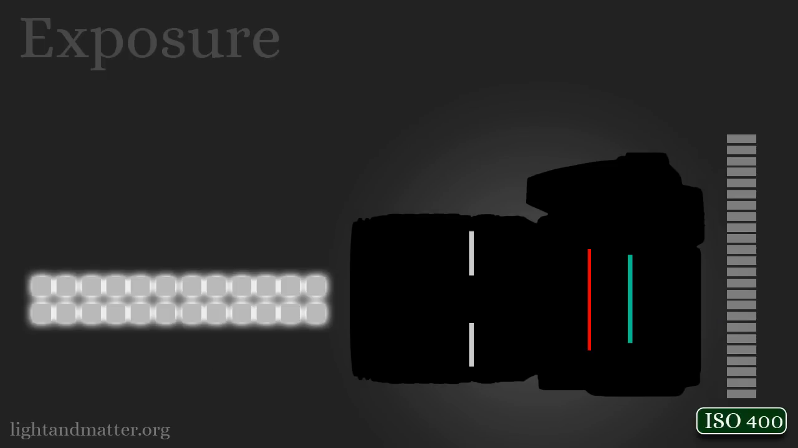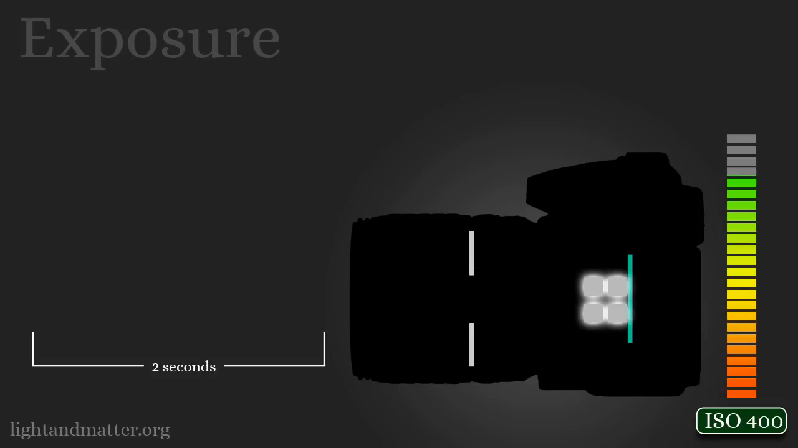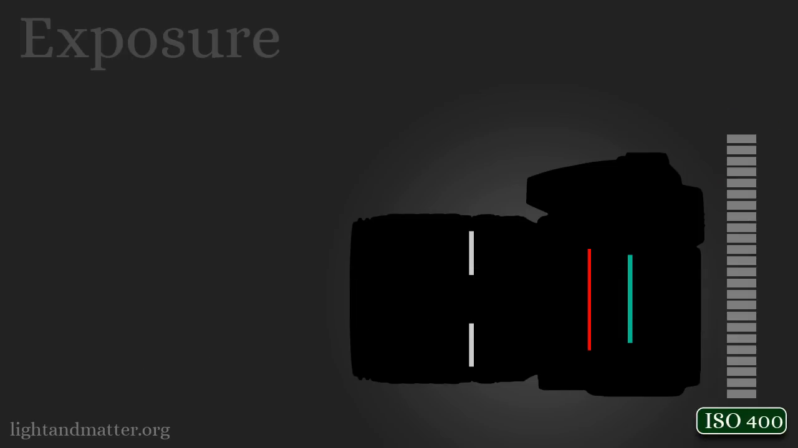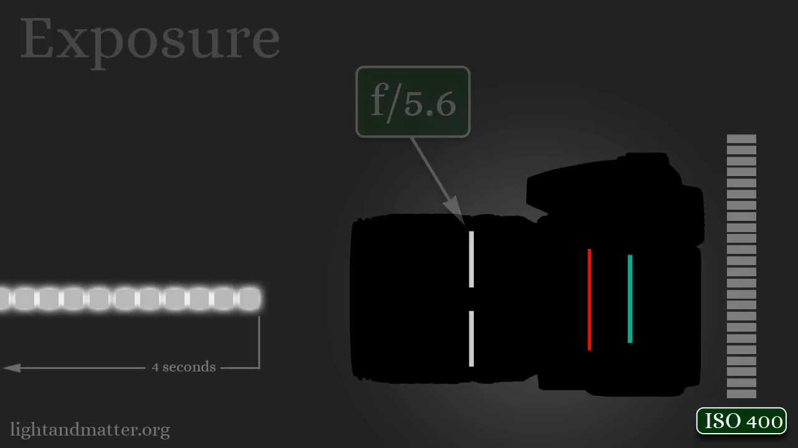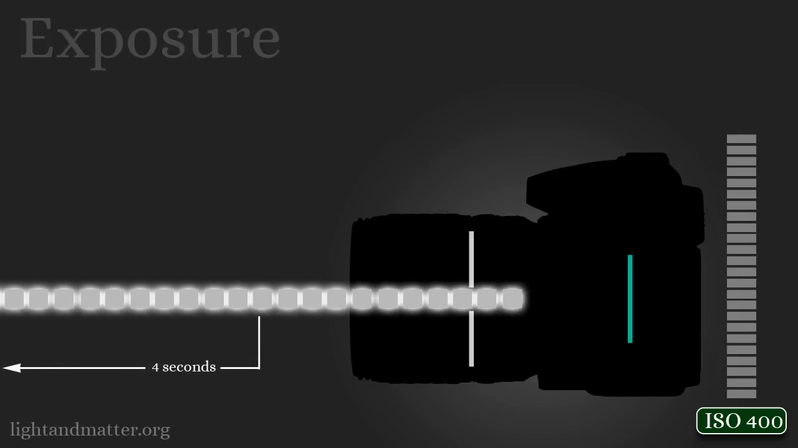How do we fix it? Easy. We can make the shutter stay open for twice as long, 2 seconds. And if we cut the amount of light in half with the aperture again, by setting it down to f5.6, we can make up for it by doubling the shutter speed again, to 4 seconds.